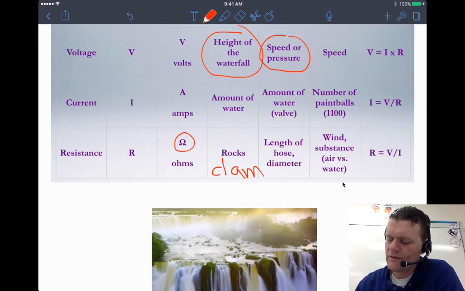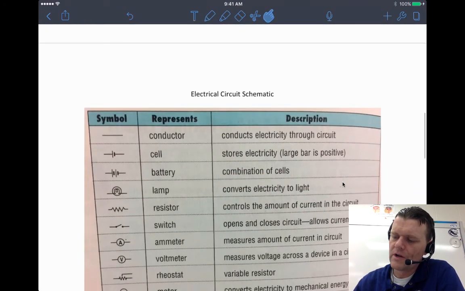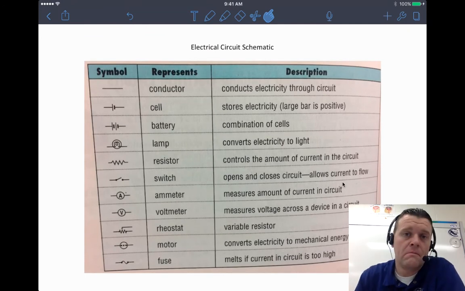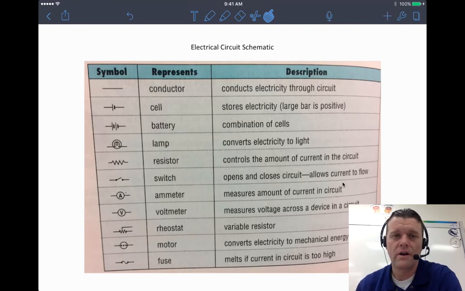I want to move into what we call schematics. This is one of the items on the notes, and these are symbols that you need to know. You will see these on the test, or on a quiz, or on a diagram, and you need to understand what they're telling you. Most of them are pretty straightforward, so I don't think you'll have too much difficulty with them. I will add a couple of highlights to this.